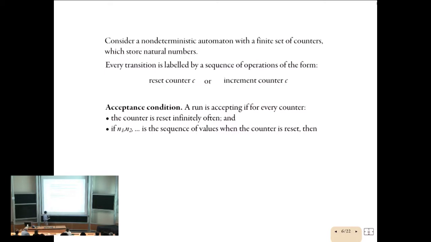And now if you look at every counter, then you have its value when it was reset for the first time, its value when it was reset for the second time, and so on. You have numbers. So the automaton implicitly produces numbers through these counters. And then the acceptance condition is defined in terms of these numbers.